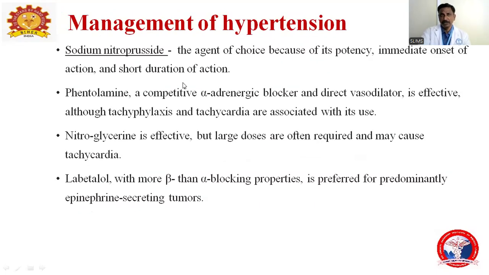Management of hypertension: sodium nitroprusside is the agent of choice because of its potency, immediate onset of action and shorter duration of action. Phentolamine, a competitive alpha-adrenergic blocker and a direct vasodilator, is effective, although tachyphylaxis and tachycardia are associated with its use. Nitroglycerin is effective, but large doses are often required and may cause tachycardia. Labetalol, a non-selective alpha and beta blocker with more beta blocking property than alpha blocking property, is preferred for predominantly epinephrine secreting tumor.